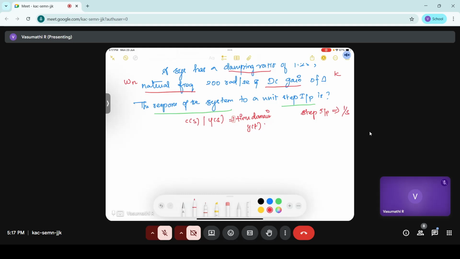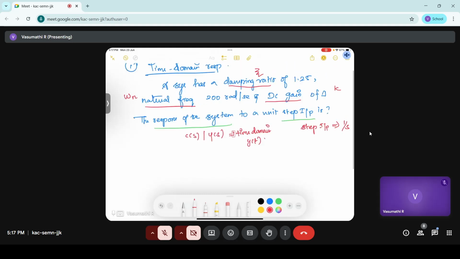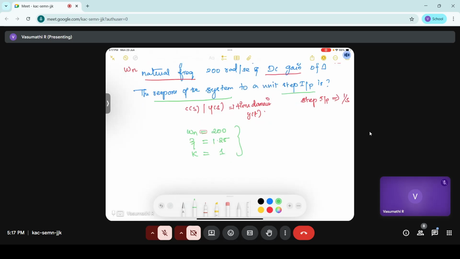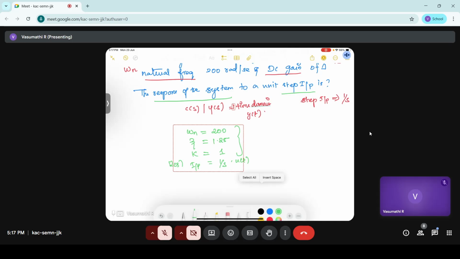This is the first hint I'm going to give you. Then from the question, try to write down all the known facts. The omega n is 200. The damping ratio zeta is 1.25. The DC gain k is 1. So these are all the known information. Also we know the input, r of s, which is equal to 1 by s. Otherwise you can call it a unit step, because r of t, I will write it down.